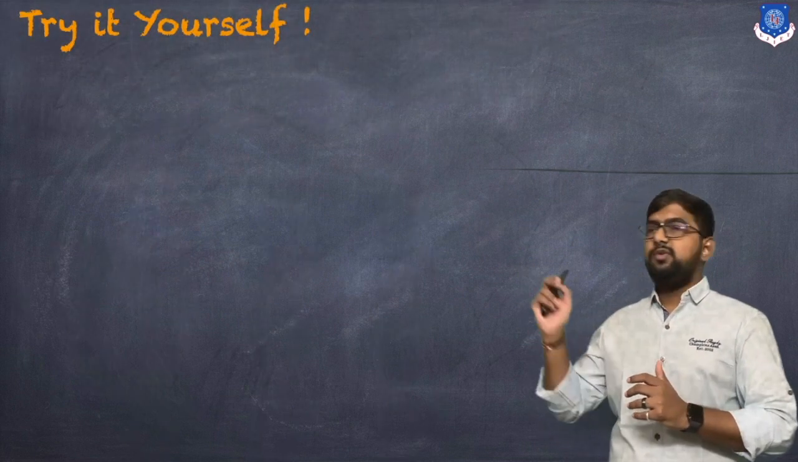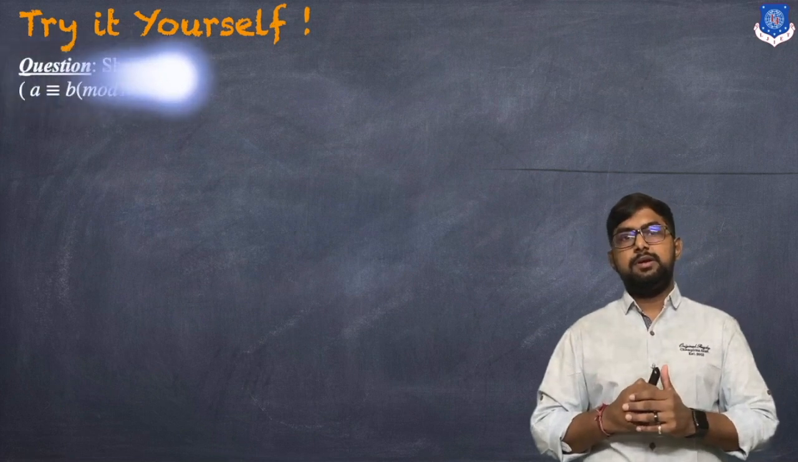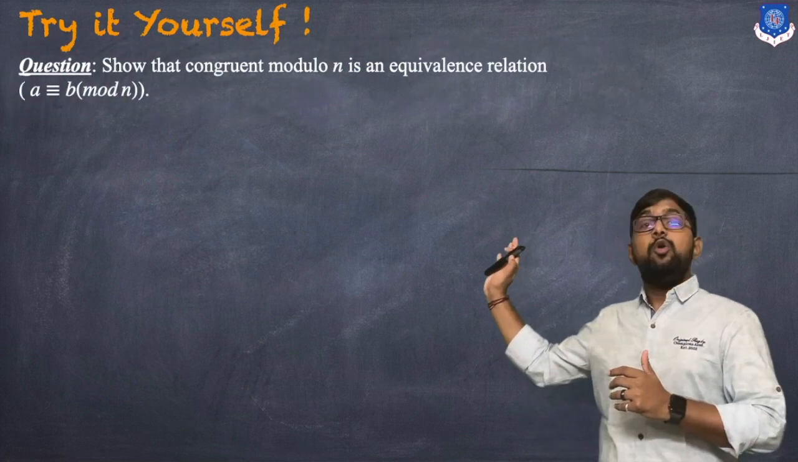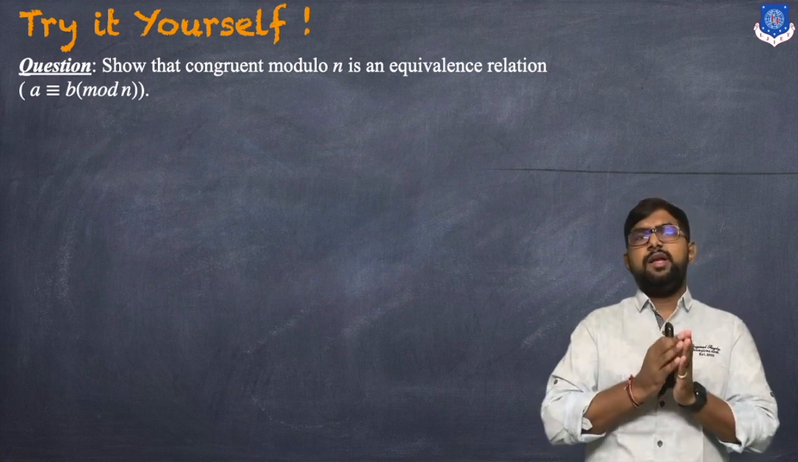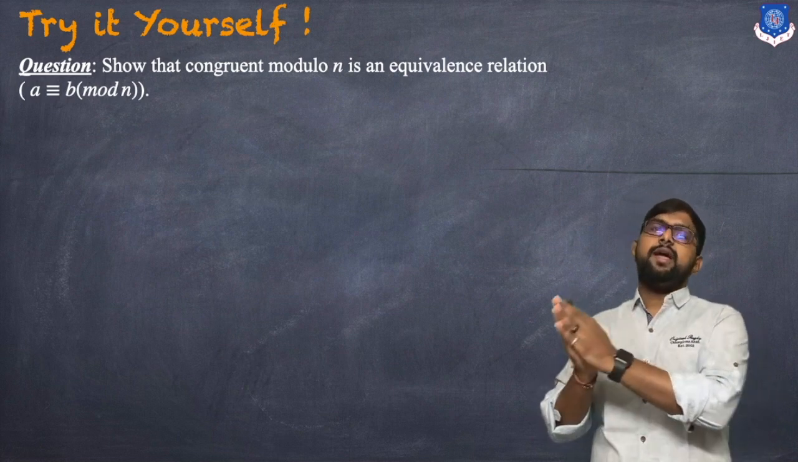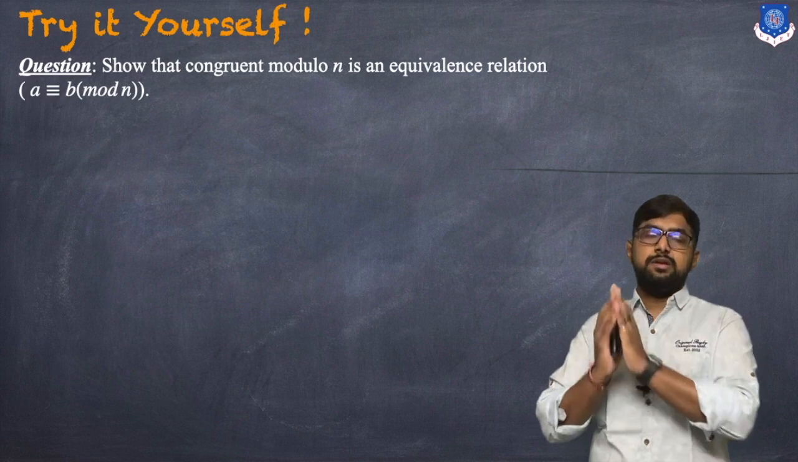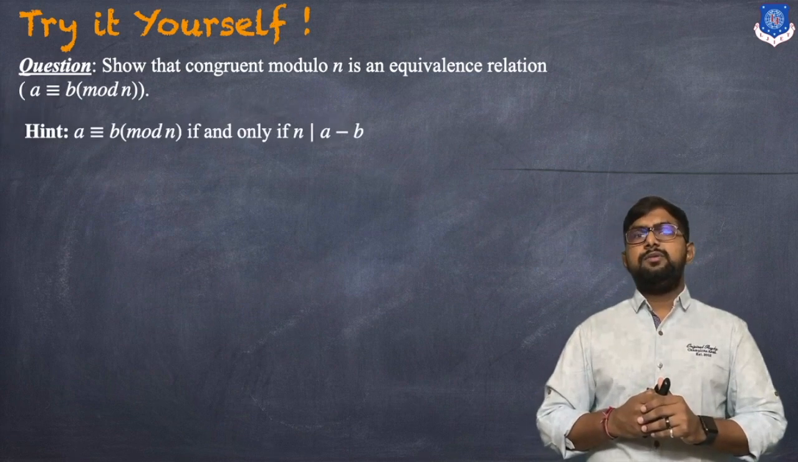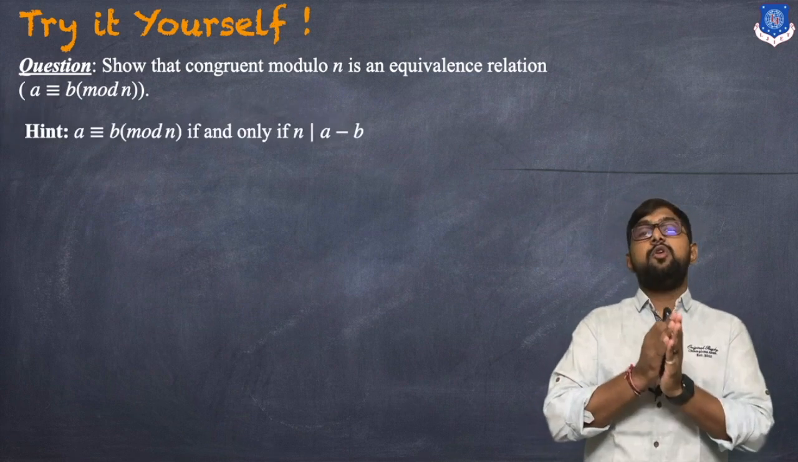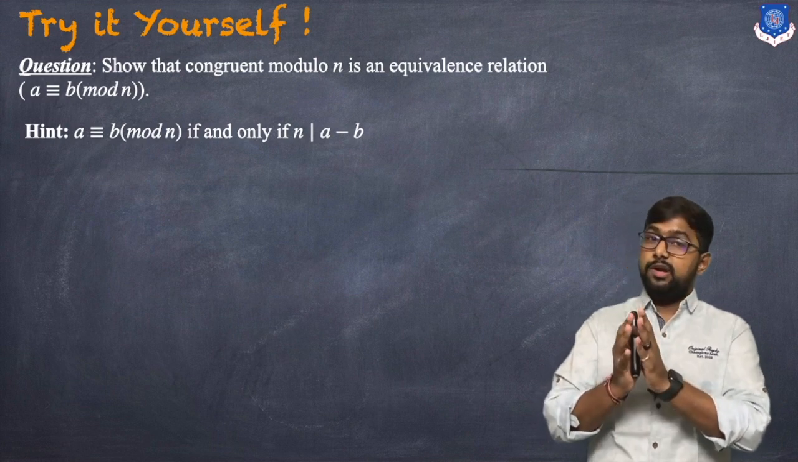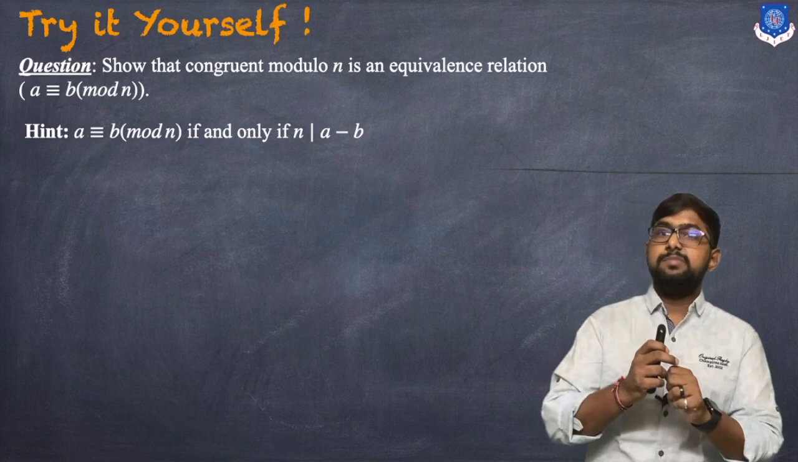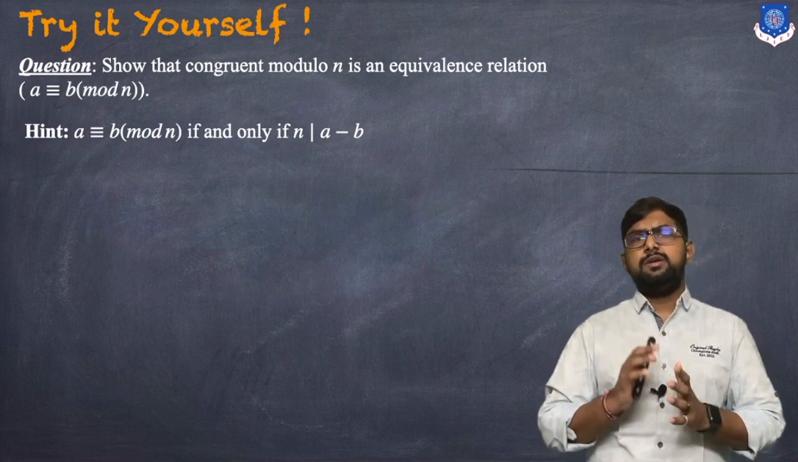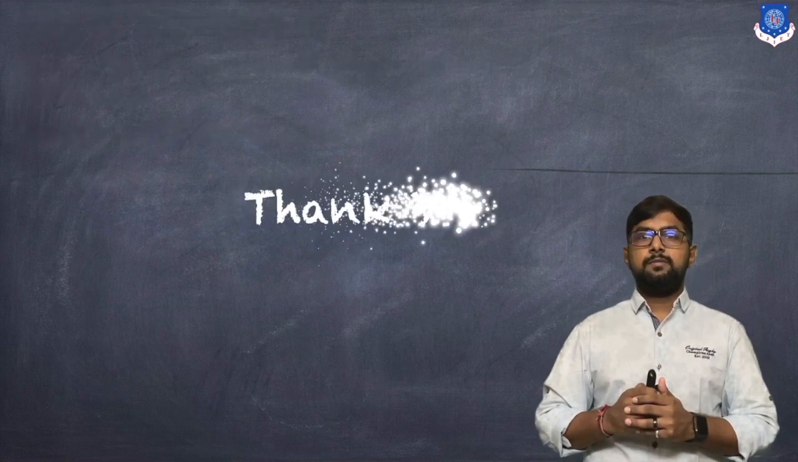Now just try it yourself. I'm giving you one example. Show that congruence modulo n is an equivalence relation, and its notation is A congruent to B mod n. So in short, congruence modulo n. Now the hint is, see, A is congruent to B modulo n if and only if n divides A minus B. So that means A minus B is a multiple of n. This will help. Thank you.